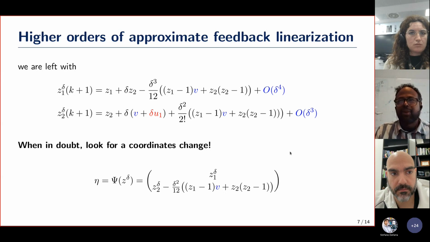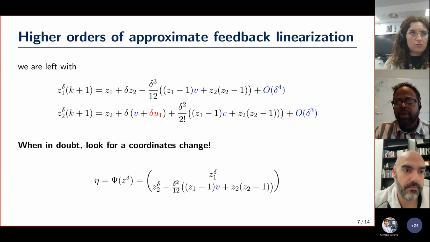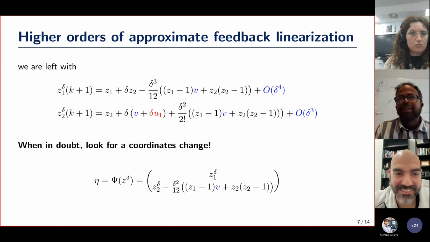In our case, this coordinate change will take this form. We will learn in a few minutes that all of these coordinate changes that seem a bit strange and out of nowhere, there is a systematic way, an explicit expression to compute all of them, and so it's not an issue. Okay.